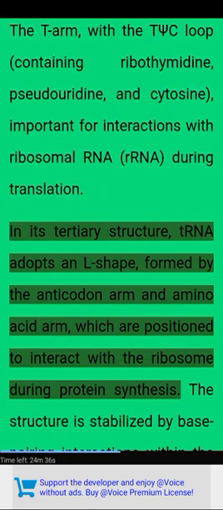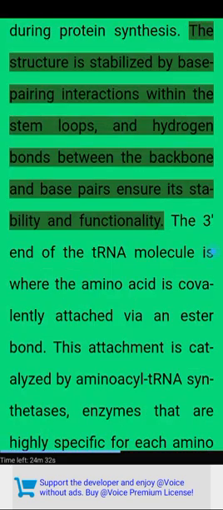during translation. In its tertiary structure, tRNA adopts an L shape, formed by the anticodon arm and amino acid arm, which are positioned to interact with the ribosome during protein synthesis. The structure is stabilized by base pairing interactions within the stem loops, and hydrogen bonds between the backbone and base pairs ensure its stability and functionality.